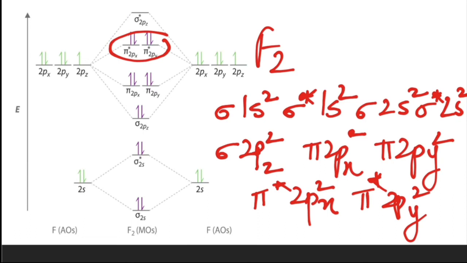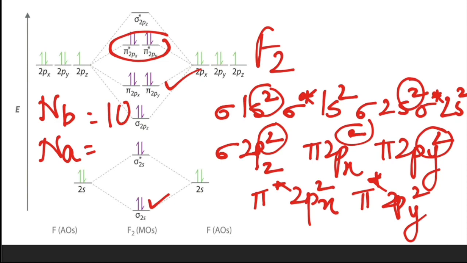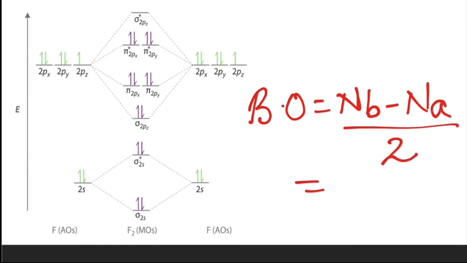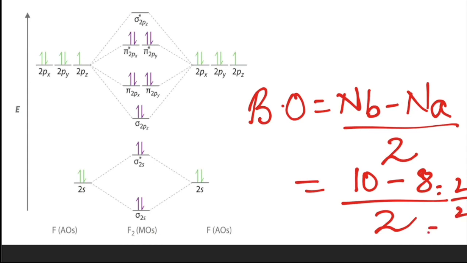Now after doing this, we will count the number of electrons in our bonding orbitals and in the anti-bonding orbitals. When we count, you are going to get the NB value and the NA value. For NB, the bonding electrons, you have 10 in number, and when we calculate the anti-bonding, it is 4 plus 4, that is 8. So let us now calculate the bond order. Bond order is equal to NB minus NA divided by 2, which comes out to be 10 minus 8 divided by 2. So when we calculate this, we get 2 by 2, which is equal to 1.